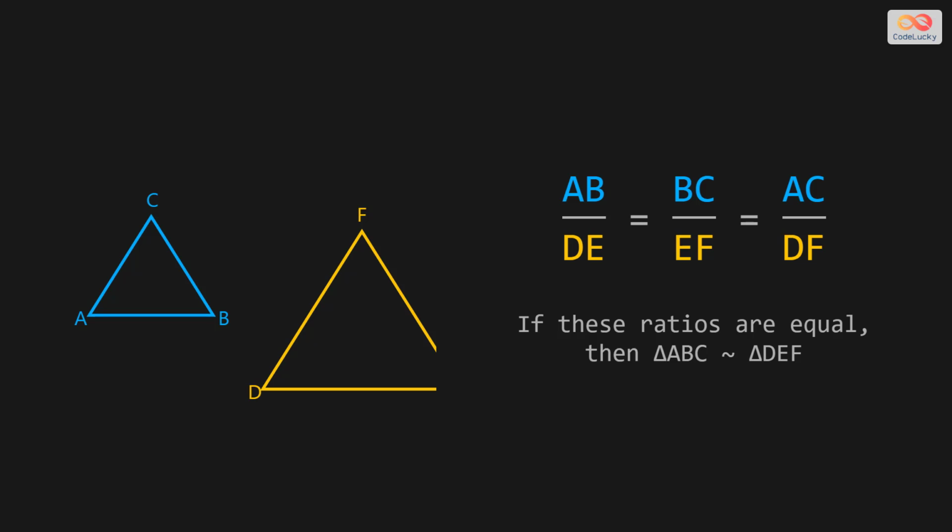Let's visualize this. Imagine a triangle ABC and a larger triangle DEF to check for SSS similarity. We set up the ratios of corresponding sides. We compare side AB to DE, side BC to EF, and side AC to DF. If all three of these fractions simplify to the same number, the triangles are similar.